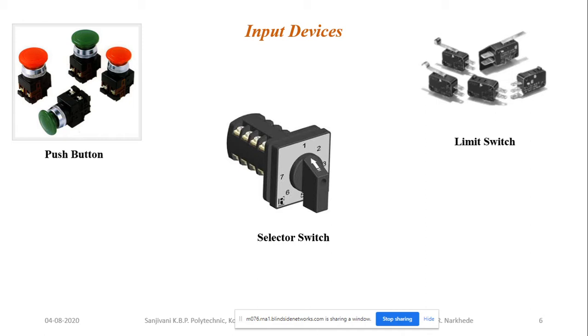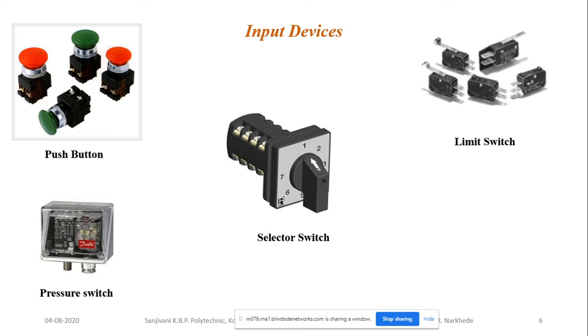In your refrigerator also there is a selector switch which can be used for maintaining the temperature inside the refrigerator. For that purpose they have given cold, coldest, medium, and like this, or 1 2 3 4 5. So selector switches are applied when you want to use one out of multiple options.